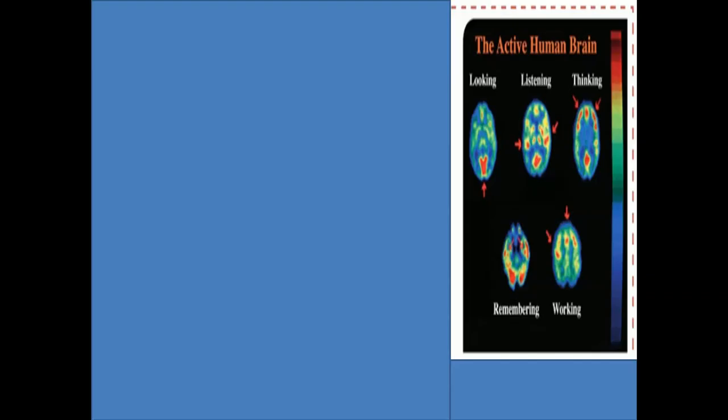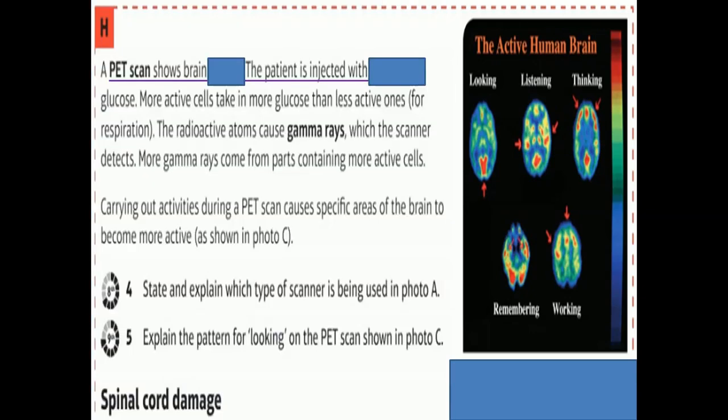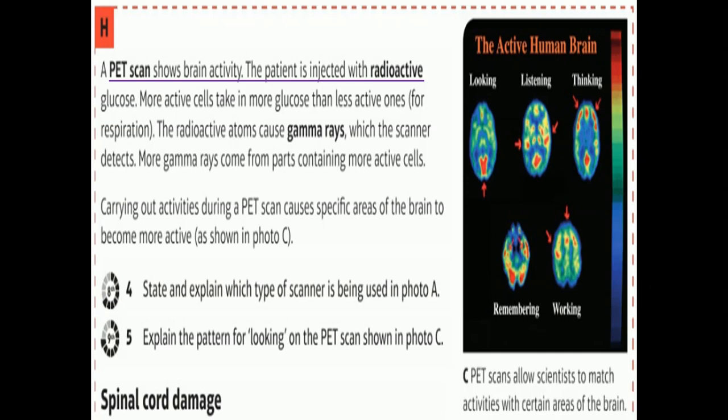Another type of scan you can use for the brain is a PET scan. And a PET scan shows brain activity, where the patient is injected with radioactive molecules such as glucose. And we could then match the activities that person is doing with the part of the brain that's being used. So for instance, if you carry out an activity like listening, you can see where the radiation is being emitted and detect that, and that will locate which part of the brain is active during that activity.